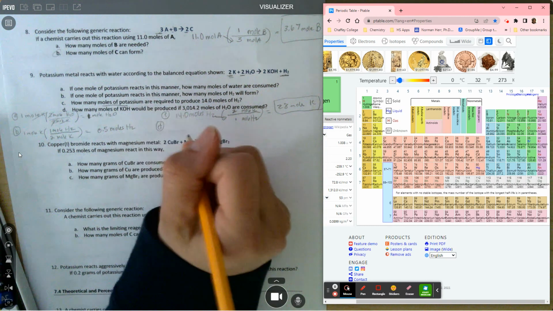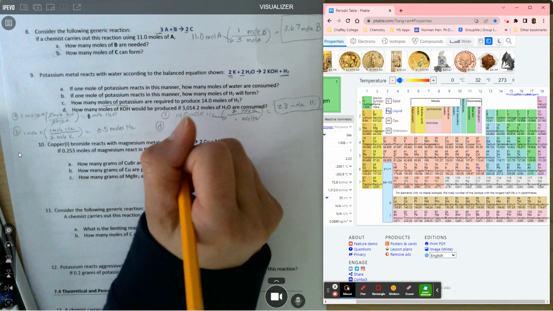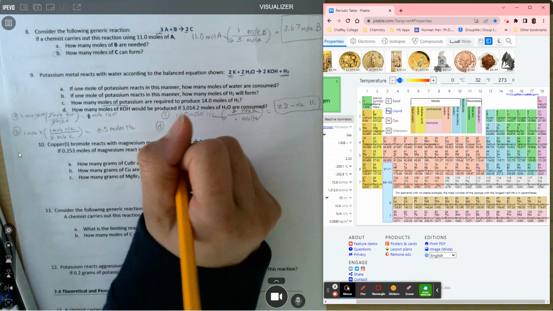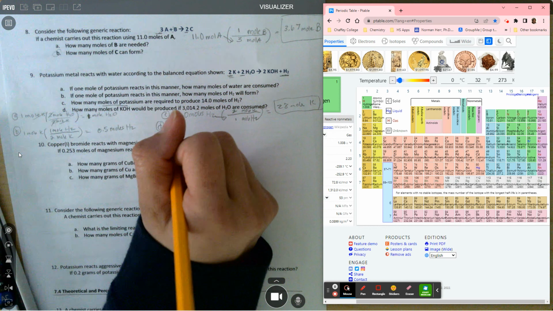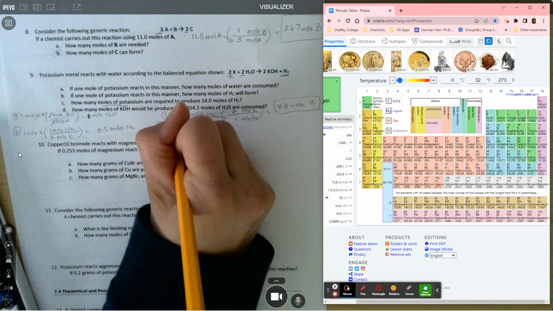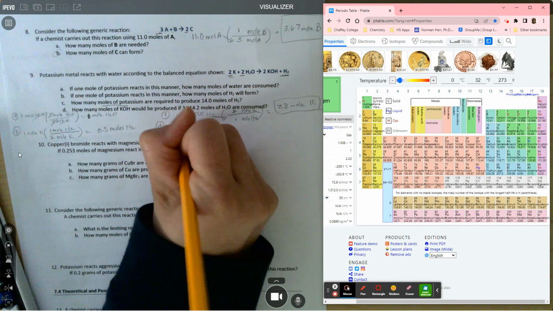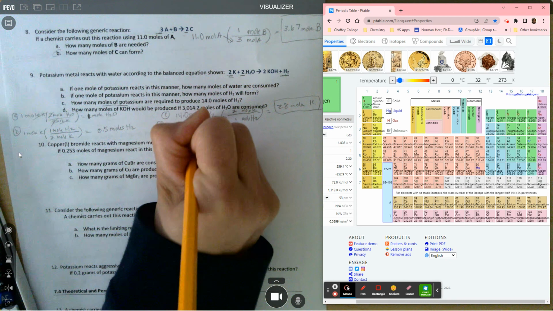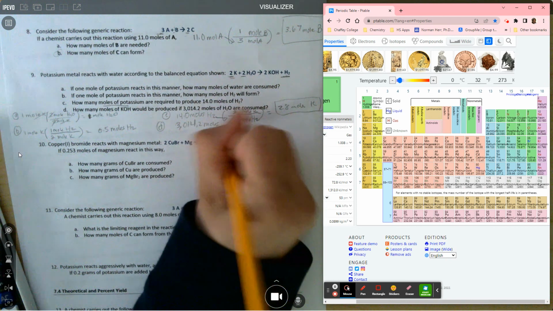And lastly, we want to know how many moles of potassium hydroxide would be present if 3014.2 moles of hydrogen are consumed. Okay, let's see, do we want to do this one? Yeah, let's go ahead and do it. Okay, so you get 3,014.2 moles of H2O.